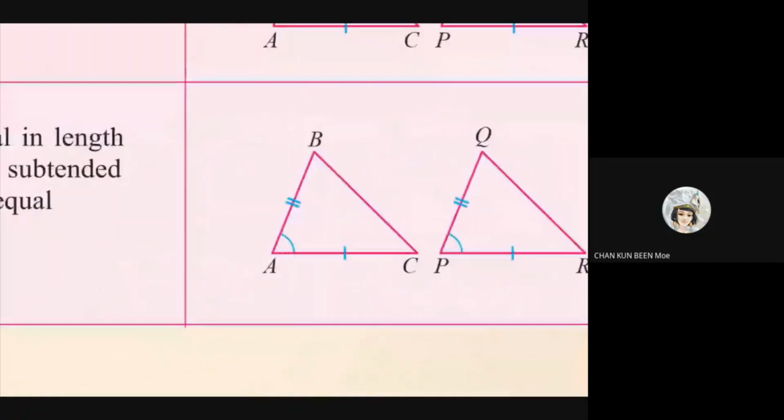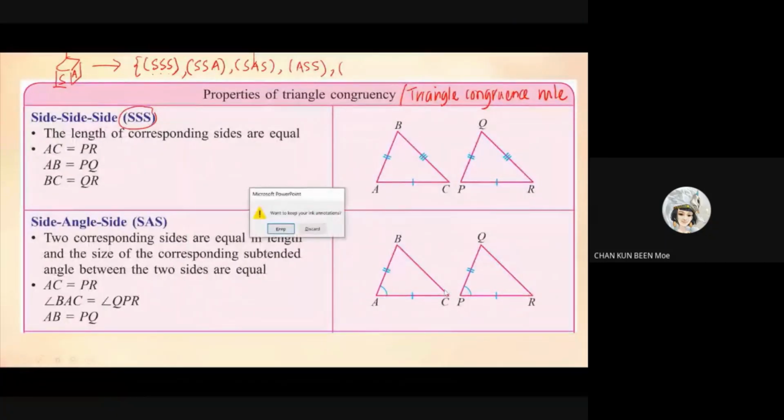Oh, sorry. What happened? This is a slide. I escaped from it now. Okay.